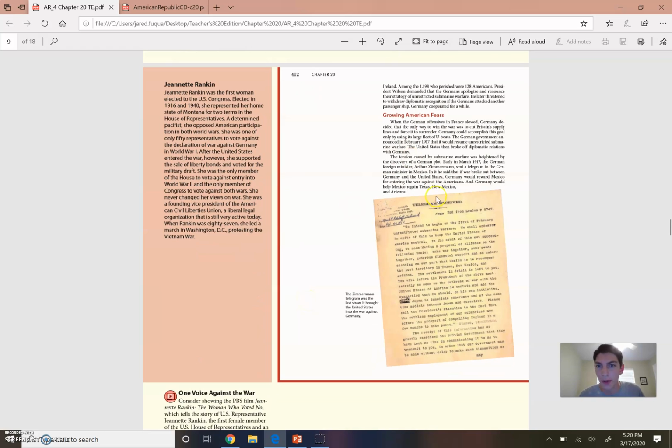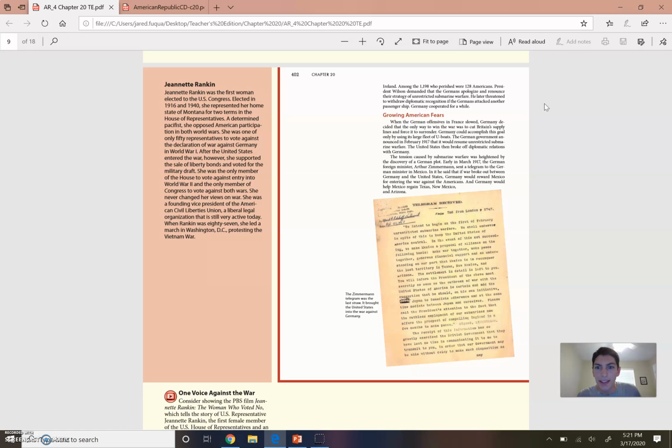If we look on page 402, it says, when the German offensives in France slowed, Germany decided that the only way to win the war was to cut Britain's supply lines and force it to surrender. It could accomplish this goal only by using its large fleet of U-boats. The German government announced in February 1917 that it would resume unrestricted warfare, and the United States then broke off diplomatic relations with Germany. So we're taking one step closer to joining the Allied powers against Germany.